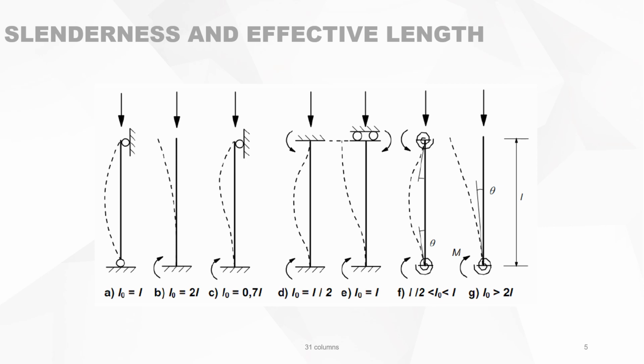It is well known that when you have a column hinged on both sides, then the effective length is equal to the length in reality. And when it is clamped or fixed at the bottom and free on top, then the effective length is 2L. You have now different situations where you can calculate the effective length.